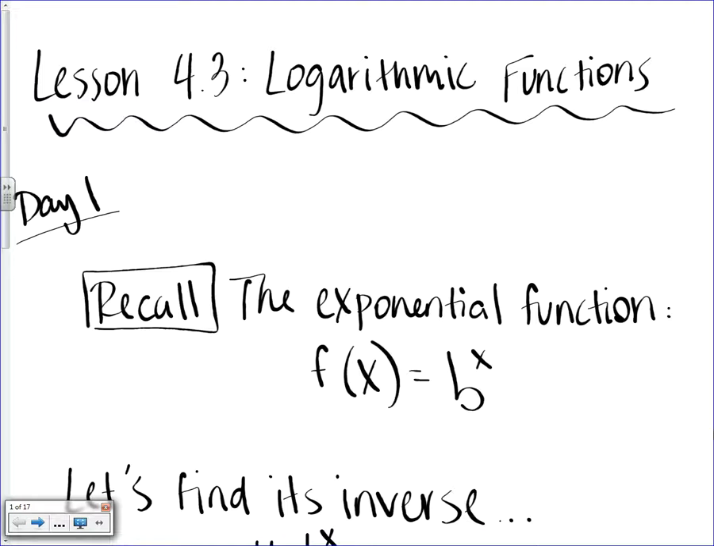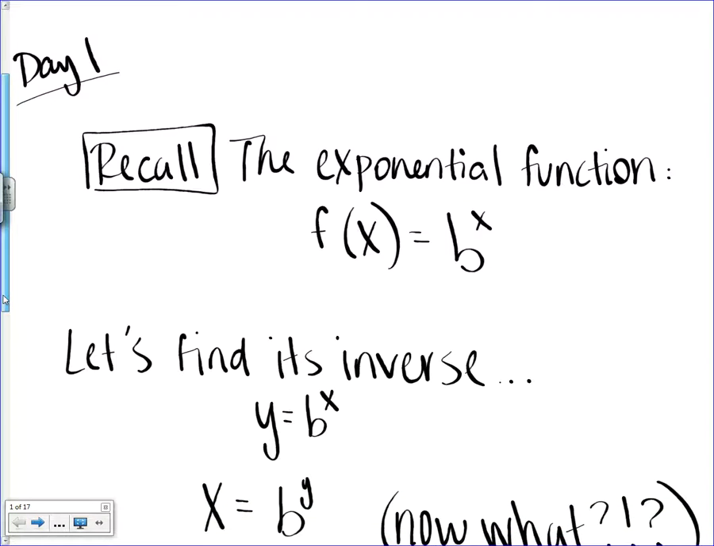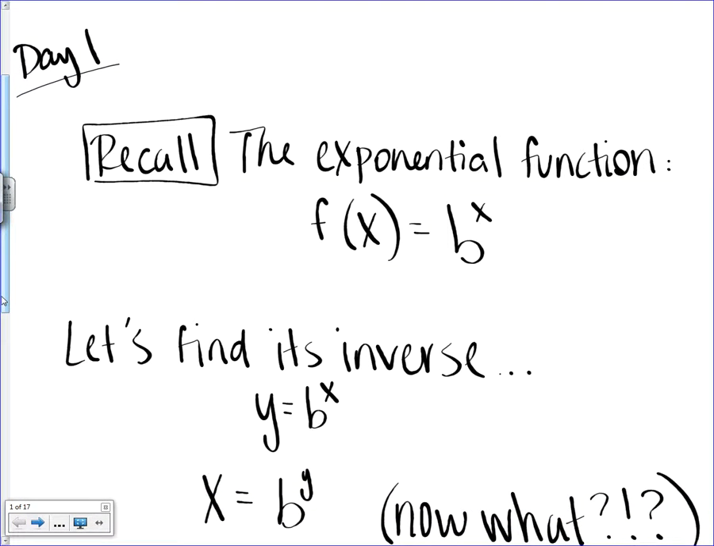Lesson 4-3 is all about logarithms. Logarithms are closely related to exponents, which is why we are going to start out recalling what the exponential function is. Now remember, with an exponential function, that means that the variable is in the exponent. So as you're looking at this function here, you see that the variable, the x, is in the exponent. That b will be a base. It will be a number.